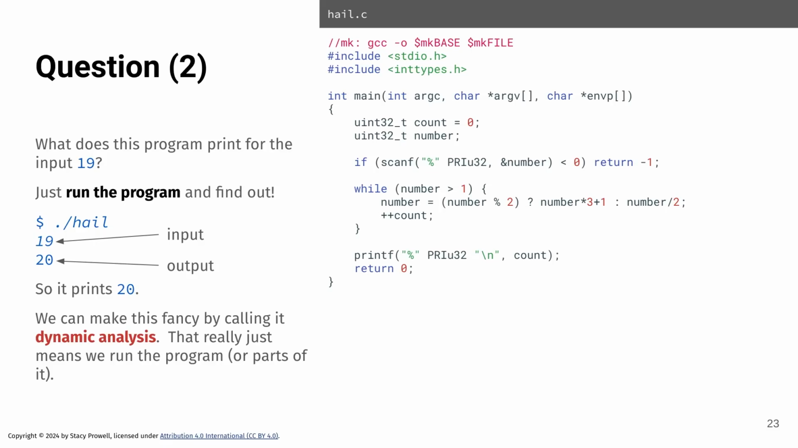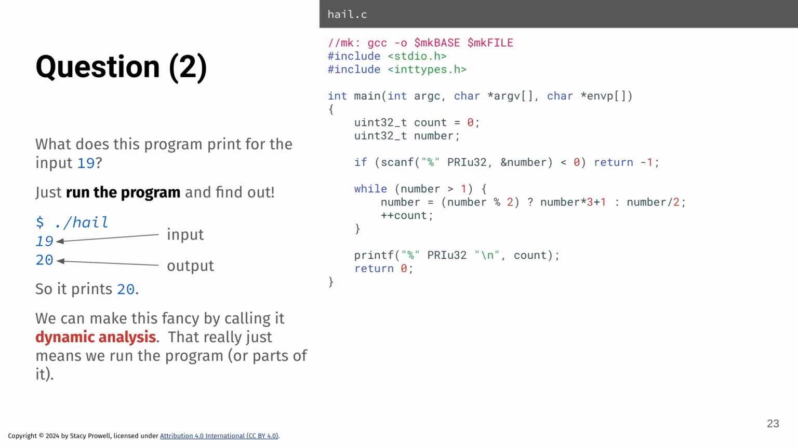So this code, when it's run with an input of 19, one of the things that it might do is print 20. Now, notice I said one of the things it might do. What else might it do? It might tell us it's built for the wrong architecture. It might tell us it's out of memory, right? There's a lot of different things it might do, but we know that one of the things that it might do is tell us 20. So we know a potential result for this.